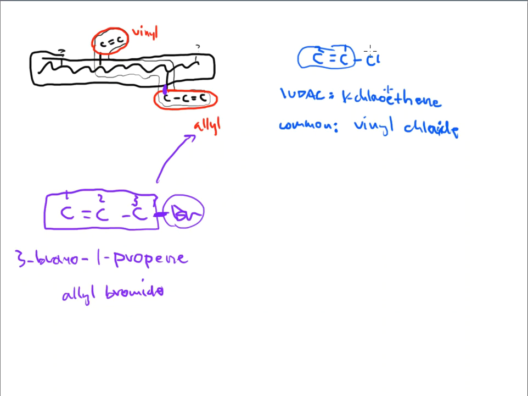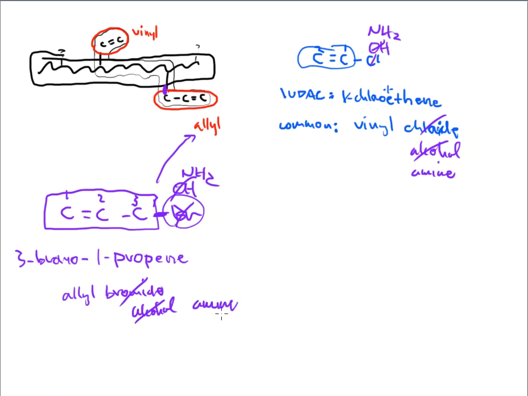Okay? If this was an OH group that was here, I could simply call this vinyl alcohol. That's a common name. If this was an OH group that was here, I could call this the allyl alcohol. No big deal. If this was an NH2 group, I could call this vinyl amine, because that's how we name them commonly. And if an NH2 group was here, this would be called an allyl amine. Perfectly okay, not a problem, not an issue. So that's how we can take care of those groups if they do show up in some of our examples.